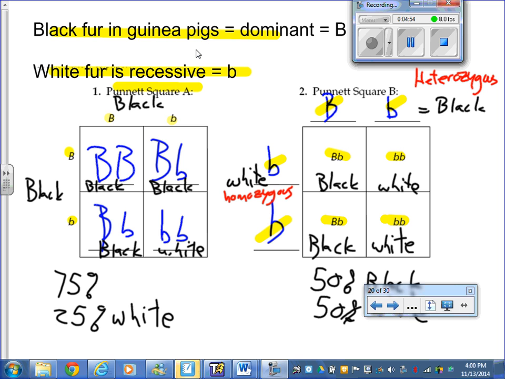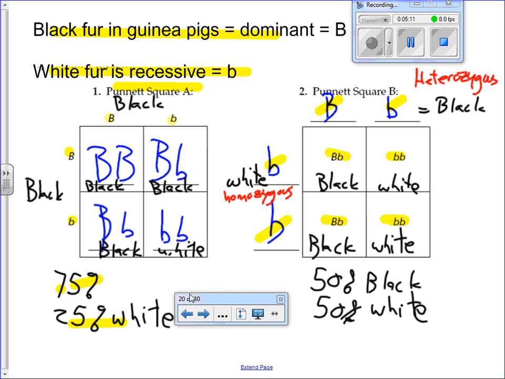In Punnett square A, again, our typical thing, we see 2 black parents, and the ratios you'll get are 75% chance of being black guinea pig, 25% white. And then over here, in this one, we end up with a 50% chance of having a black offspring, 50% chance of having a white offspring. They also asked you which parent is homozygous and which is heterozygous, which is black and which is white. We know that this one is homozygous and white because of the double recessive. This one is heterozygous and black because it has to be that way for the Punnett square to work out.